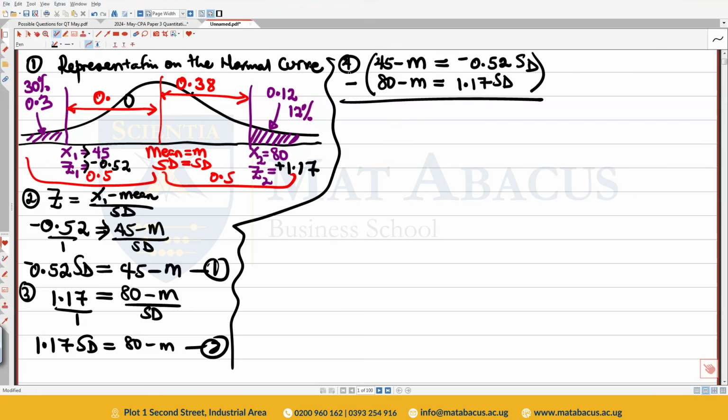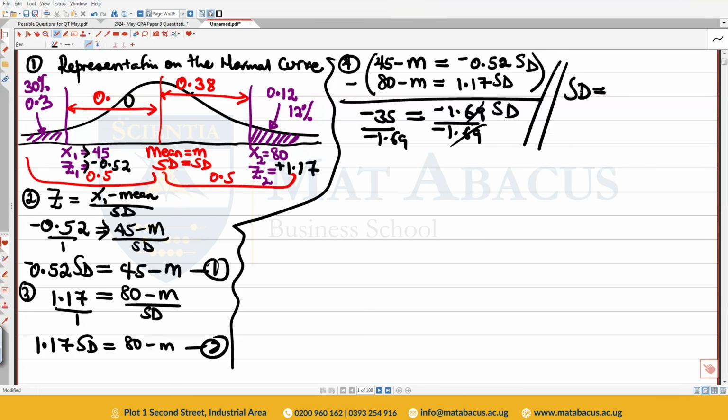So what we want is elimination. You can eliminate by simply subtracting because the M will die automatically. So what is 45 minus 80? You go to your calculator and get negative 35. So negative 35 is equal to negative, in a bigger value, 0.52 plus 1.17. That is 1.69. So this is equal to negative 1.69 SD. Divide by negative 1.69.